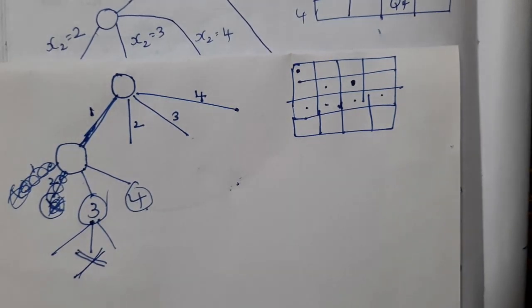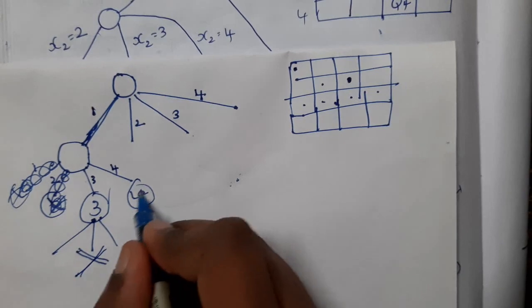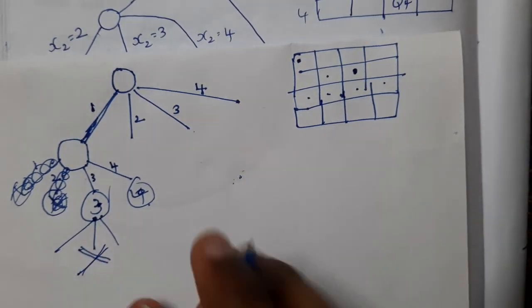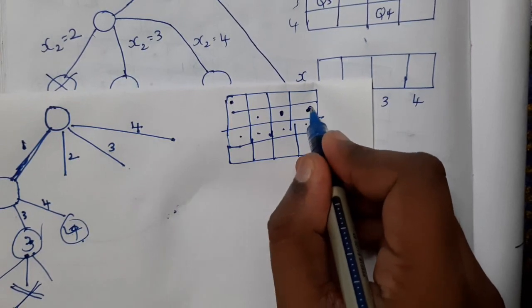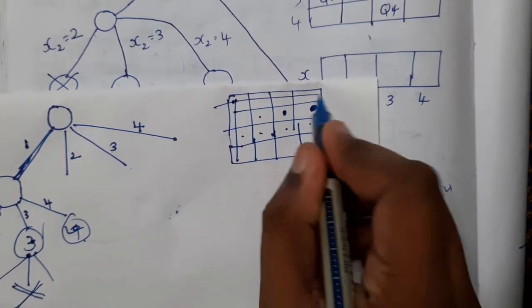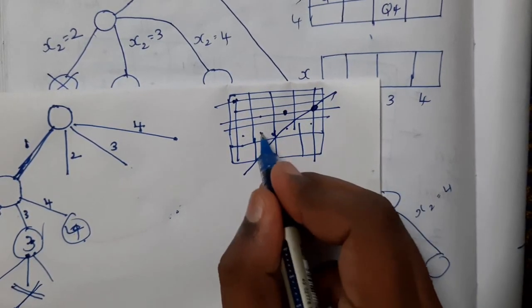So at 4, let me write it here. We selected 3 and we selected 4. Don't write inside, guys. Keep the inside empty, that will be better. At 4, if I selected the 4th position, I selected the first position and the 4th position. So now we are left with this part.